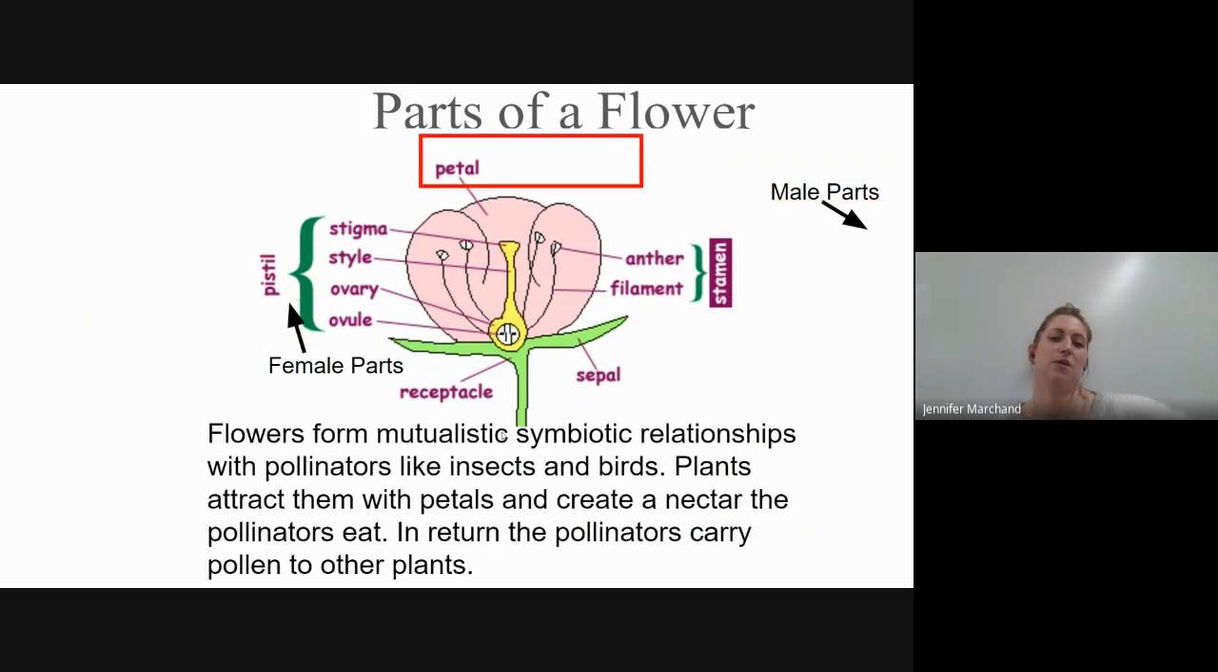Okay, flowers have mutualistic and symbiotic relationships with pollinators, again, like bees, other insects, and birds. Plants attract them with their petals. They create nectar for the pollinators to eat, and then in return, the pollinators carry the pollen to the other plants.